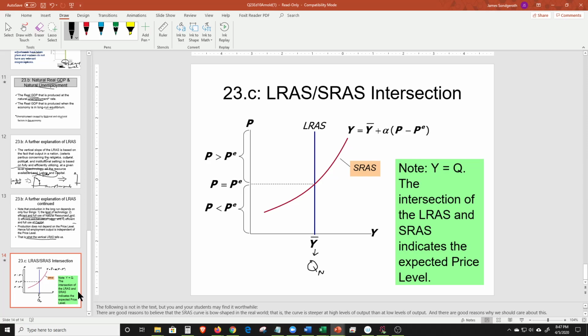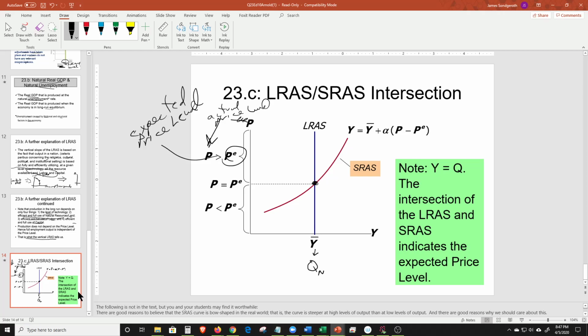And basically, this was part of the question right here, what we're saying. So P, this is the actual price level, or maybe I should say these P's represent actual price level. This one represents the expected price level.